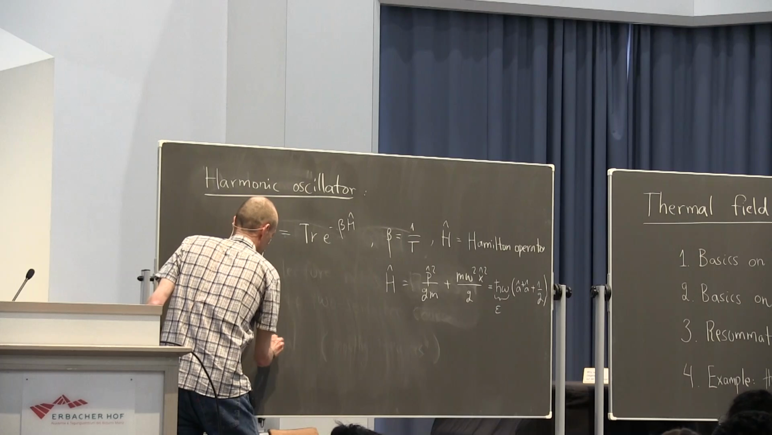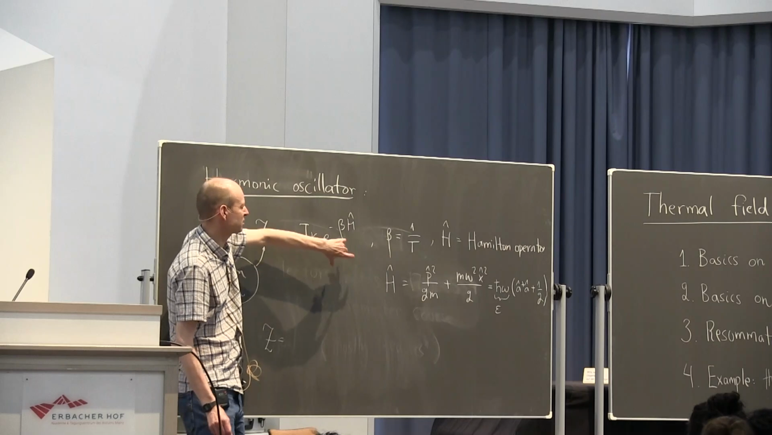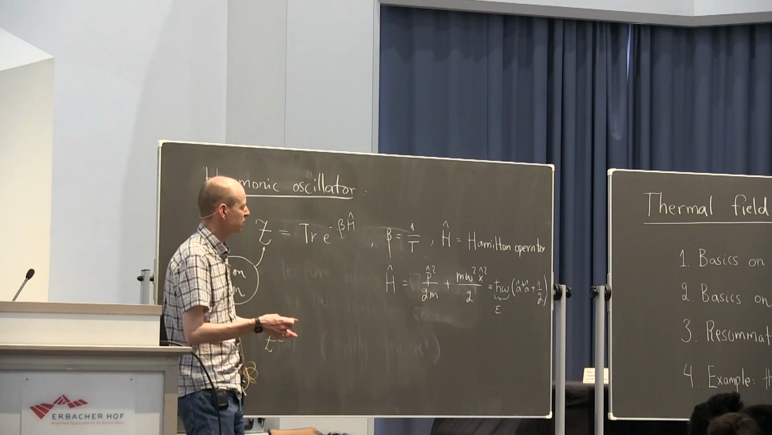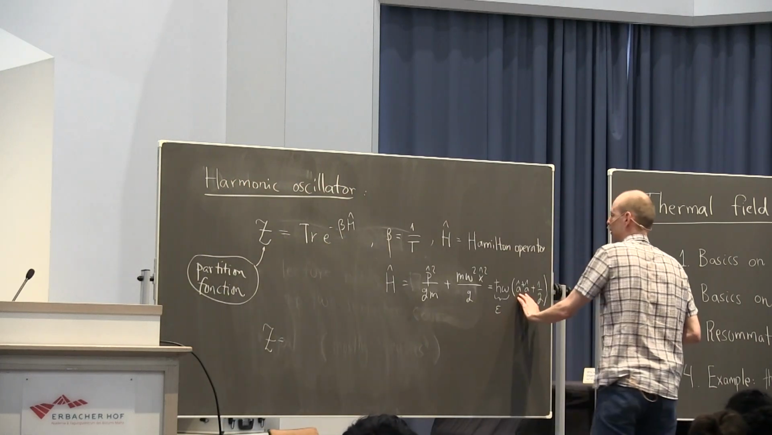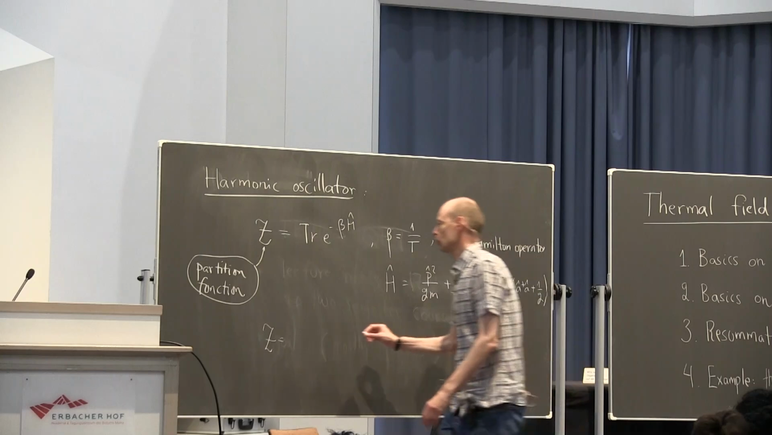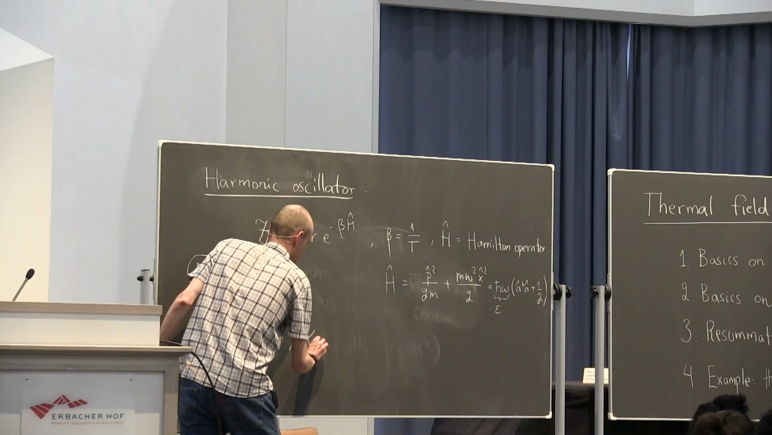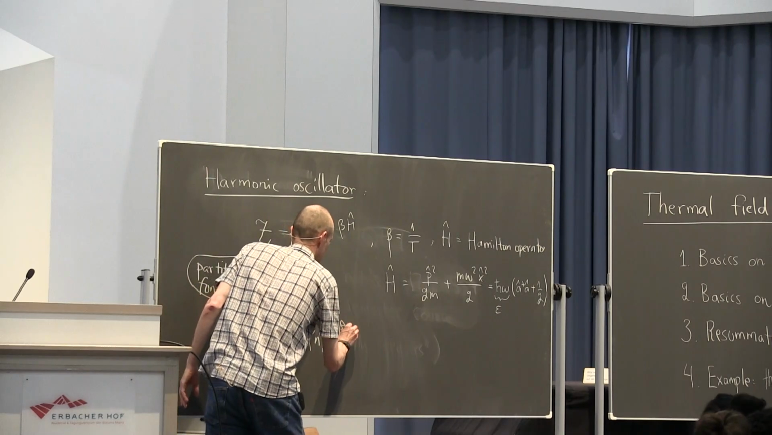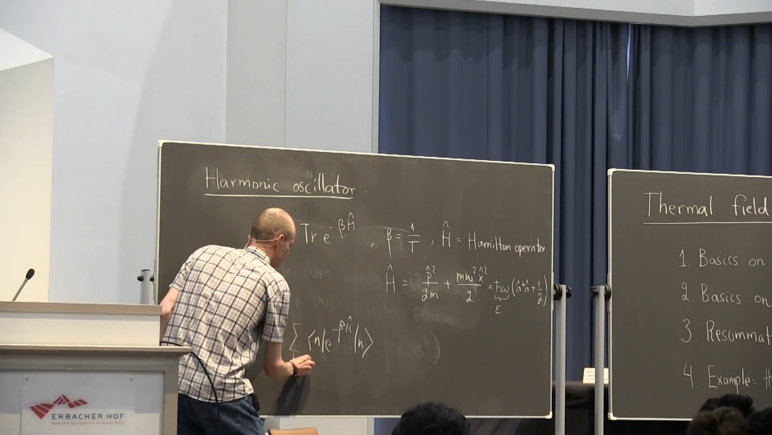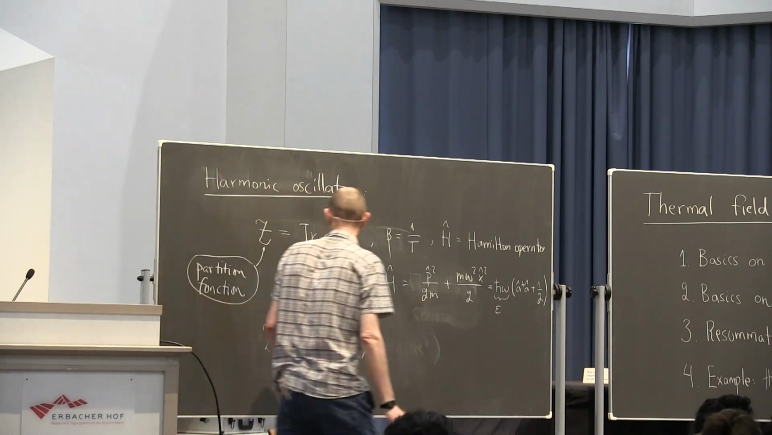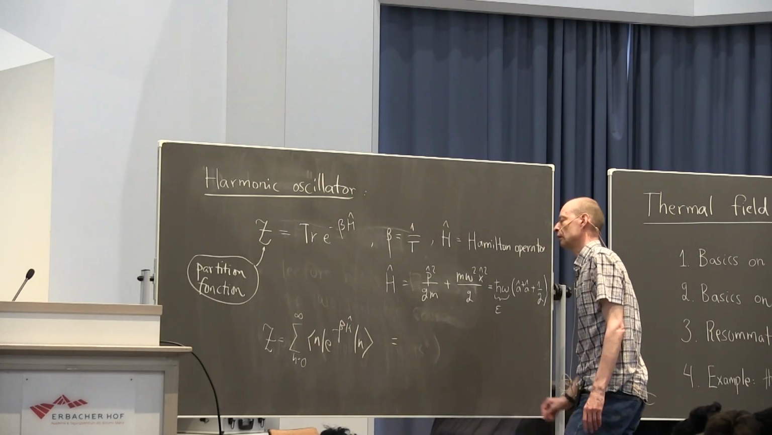And so a trace means you take some basis of states and evaluate this operator in that basis. And now I will take the basis of this a dagger a, the number operator. And so then the trace is the sum over all states, and the sum goes from the vacuum state, no occupation, to infinity.